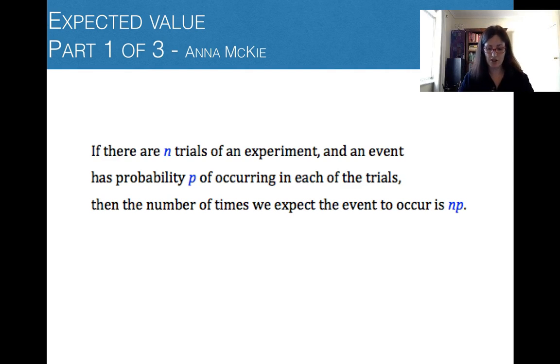So here's the technical definition of what we're dealing with. If there are n trials of an experiment, and an event has probability p of occurring in each of the trials, then the number of times we expect the event to occur is np, which is n multiplied by p, the number of trials multiplied by the probability of that trial happening, the thing that we're after.